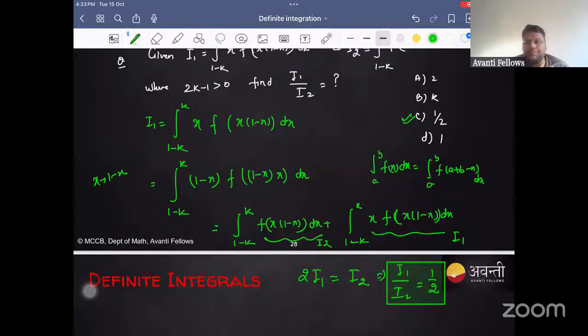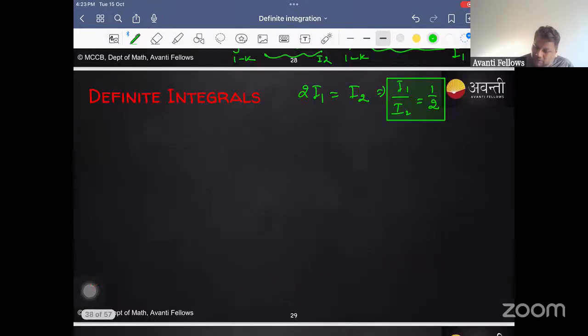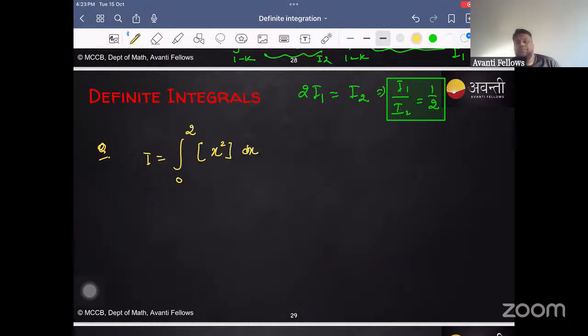Am I clear? Now, write down another question. The question is I equals the integration from 0 to 2 of the greatest integer of x square dx. Yes, solve quickly. This is again a very easy question.